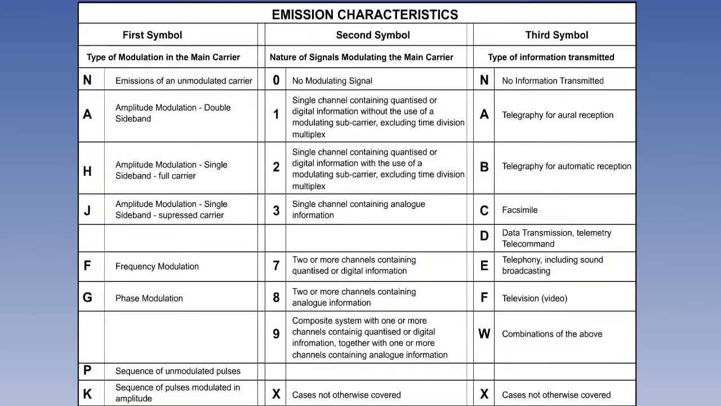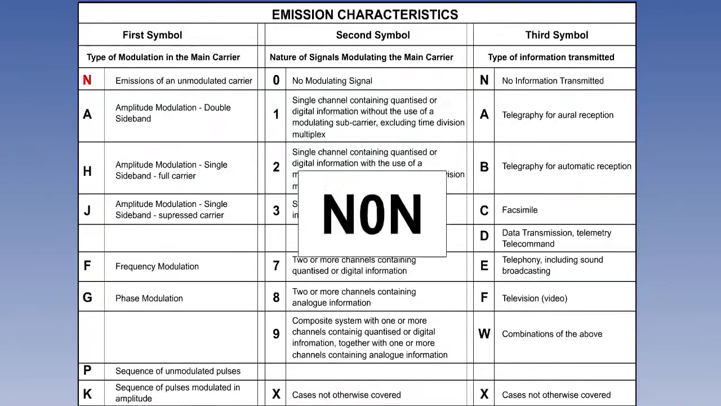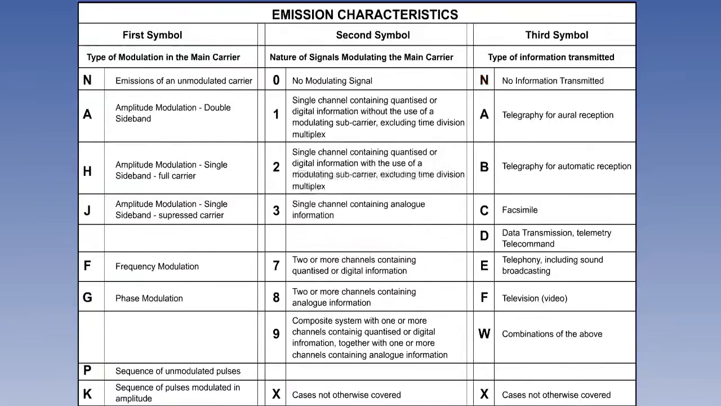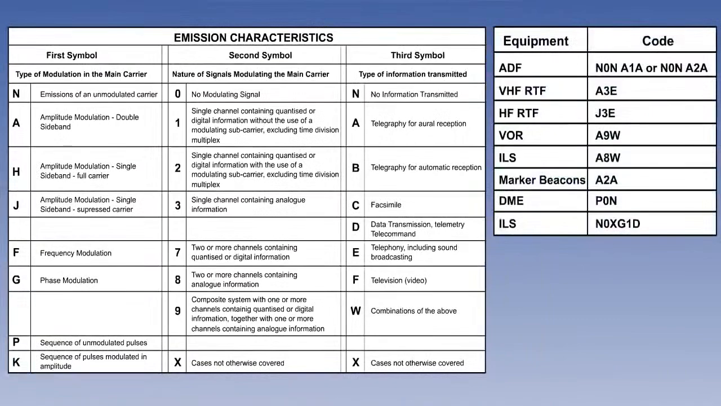Let's examine these designators given to various types of modulation. Have a look at this table, which explains the three-letter system. The first character defines the type of modulation. The second digit gives the nature of the signal, and the latter the type of information carried. For instance, the first N in N0N shows that the carrier is unmodulated. 0 means that there is no modulating signal, and the second N indicates that no information is transmitted. Now use the table to decode the designations which are listed here.